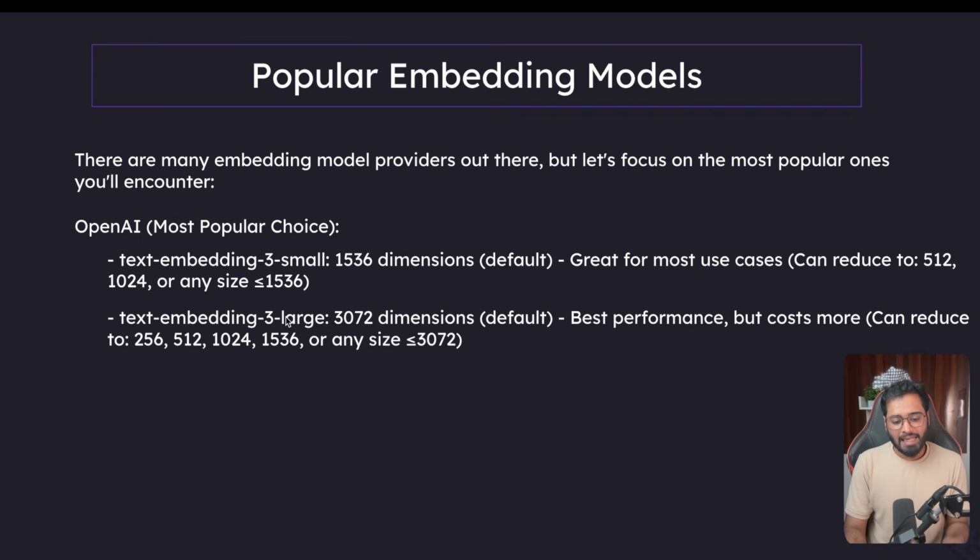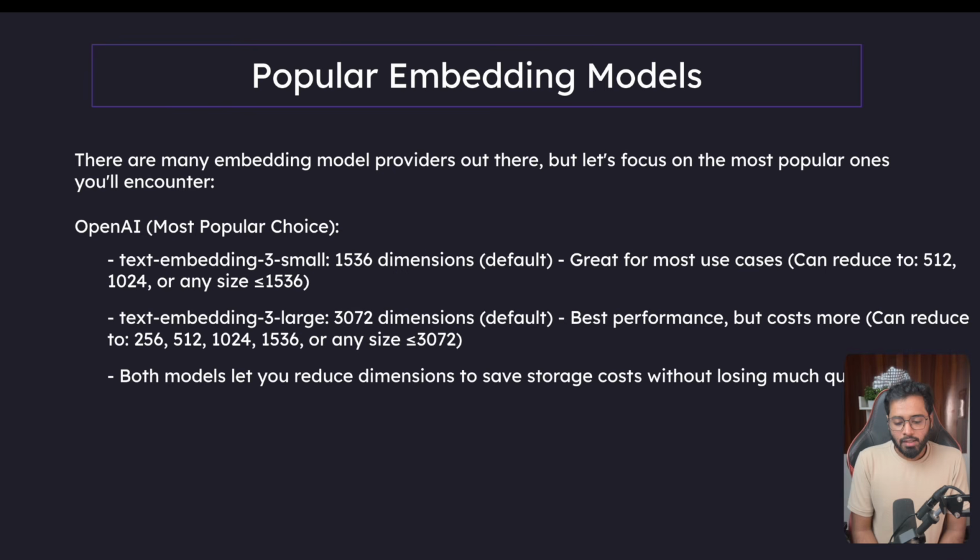Let's look at the next model. We also have text embedding 3 large, and by default this provides 3072 dimensions. This provides the best performance, but it also costs more. It can reduce to 256 dimensions, 512 dimensions, 1024, 1536, or any size below 3072. So for the small model, this is the default dimension and we can choose any of the values below it. And for the large model, this is the default and we can also choose any of the dimensional values below it. Both these models let you reduce dimensions to save storage costs without losing much quality.